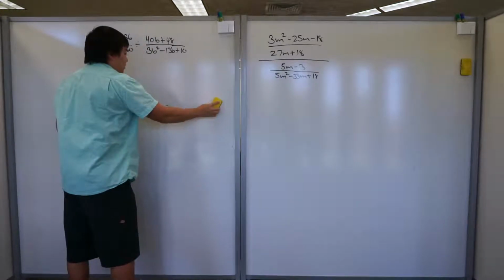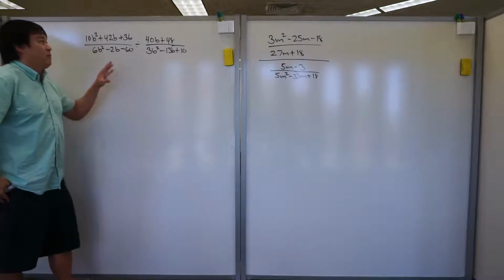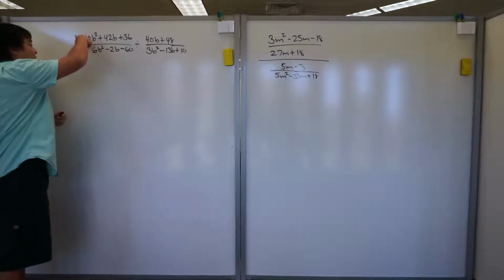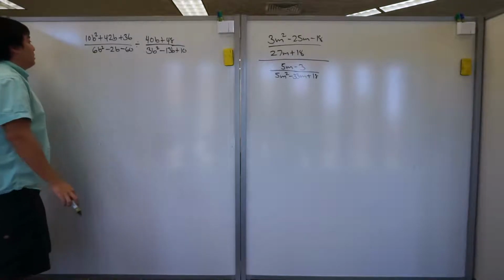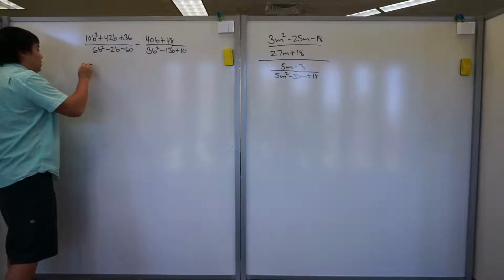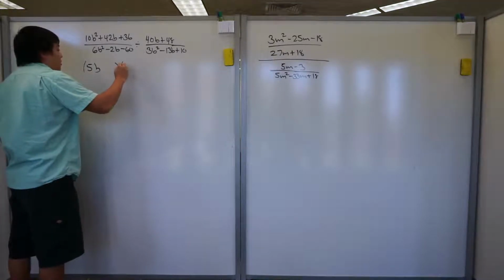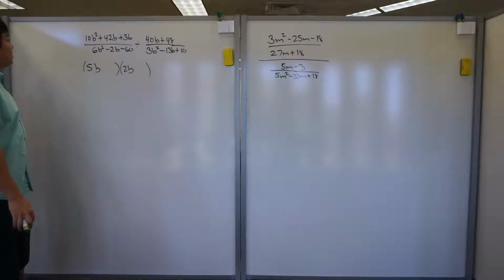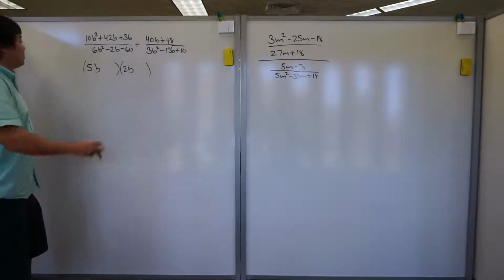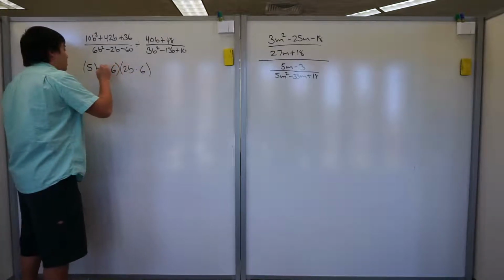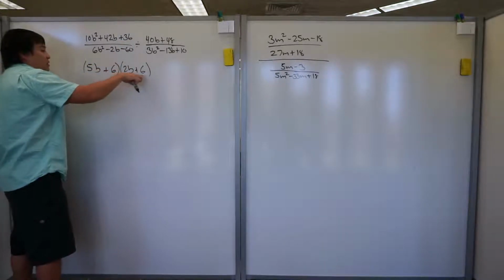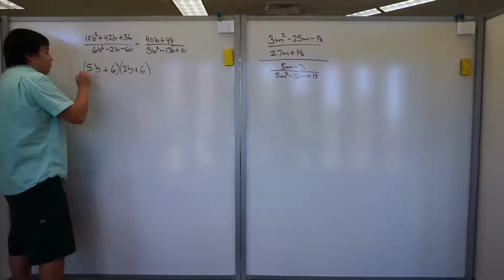So since it's exactly the same, first let's go ahead and write it in its factored form. So let's factor the top part. Let's see, 5 and 2 is probably where I want to start. And then 6 and 6. So 6 times 6 is 36. 5 times 6 is 30 plus 12 is 42.